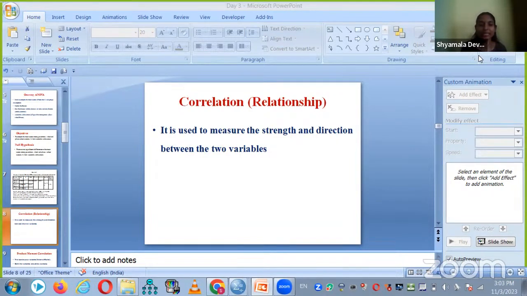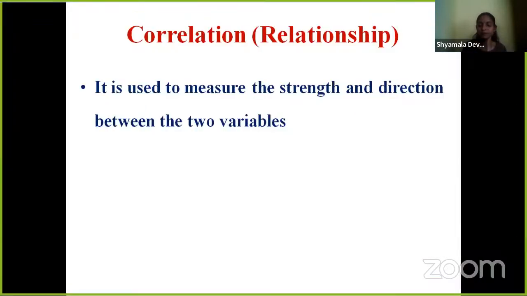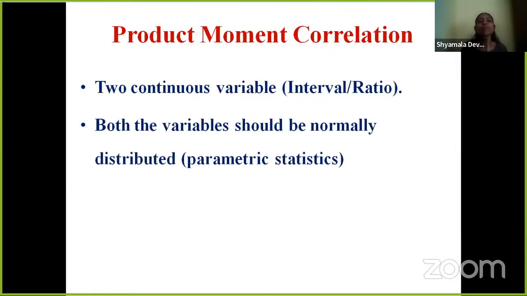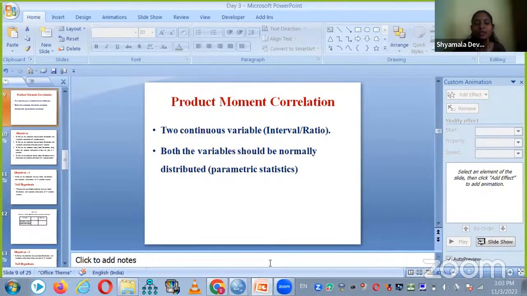Okay. So let's see the next point. Both the variables should be normally distributed, because product moment correlation comes under parametric test. What is the equivalent non-parametric test for product moment correlation? Can anyone type in the chat box? Yes, Spearman rank correlation. Yes, very good.